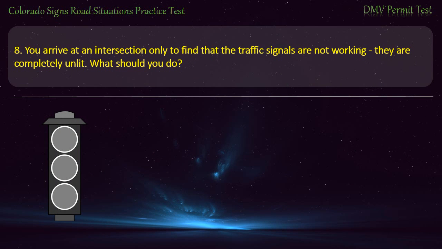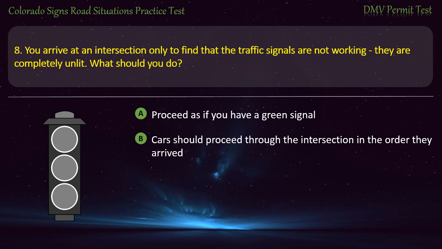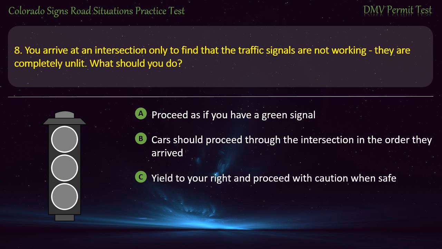Question 8. You arrive at an intersection only to find that the traffic signals are not working, they are completely unlit. What should you do? Proceed as if you have a green signal. Cars should proceed through the intersection in the order they arrived. Yield to your right and proceed with caution when safe. Treat the intersection like an all-way stop. Answer. Treat the intersection like an all-way stop.